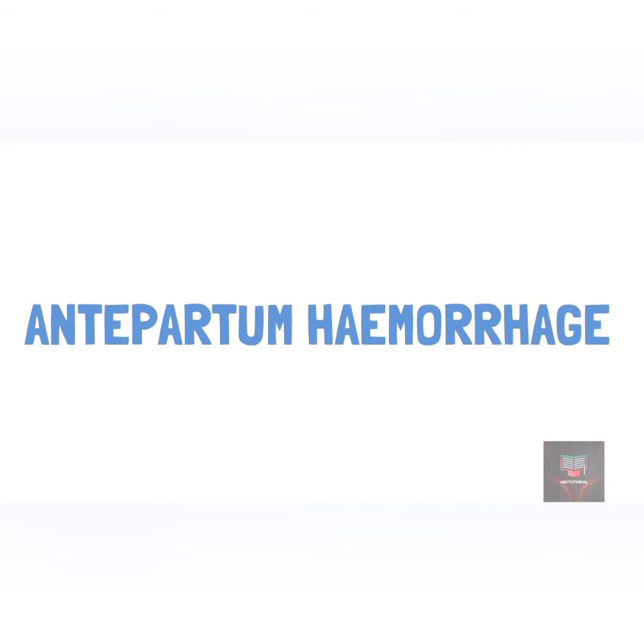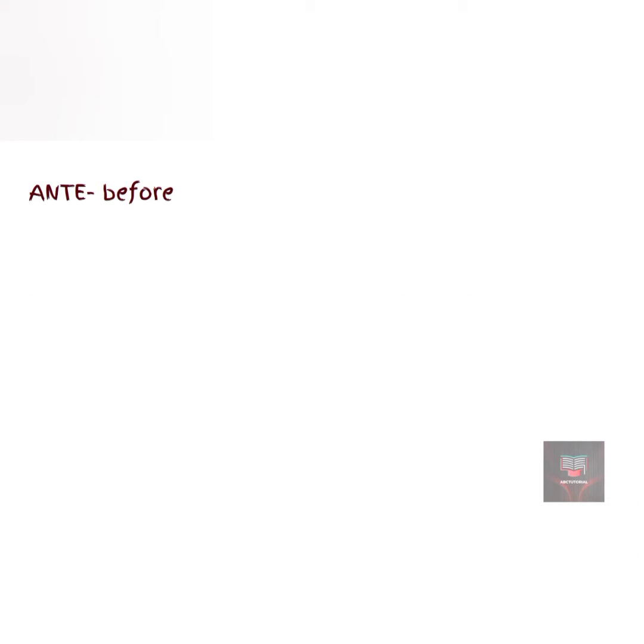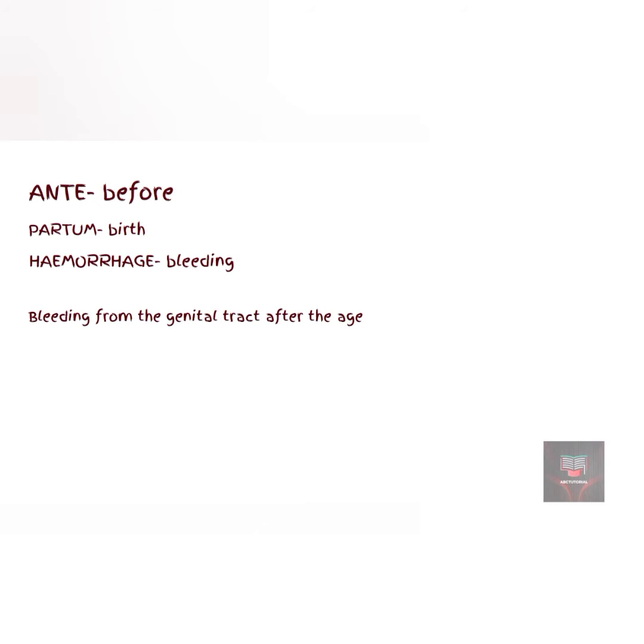Today we are going to talk about antepartum hemorrhage. Antepartum hemorrhage can be broken down into ante meaning before, partum meaning birth, and hemorrhage meaning bleeding. So literally, antepartum hemorrhage is bleeding that occurs before delivery. It is defined as bleeding from the genital tract after the age of viability and before the onset of labor.